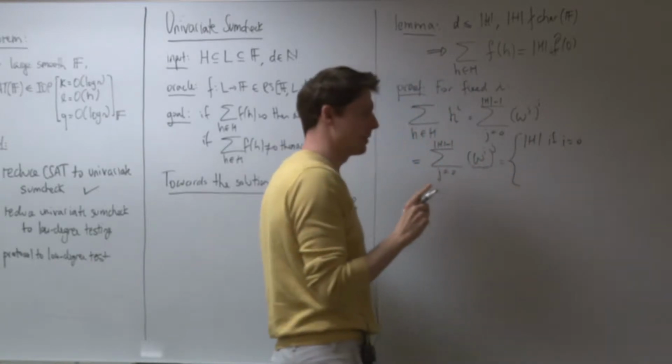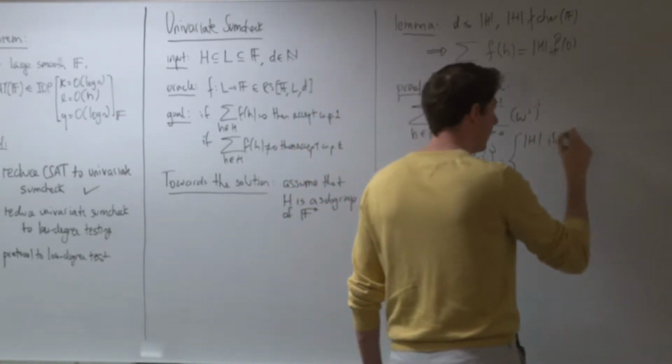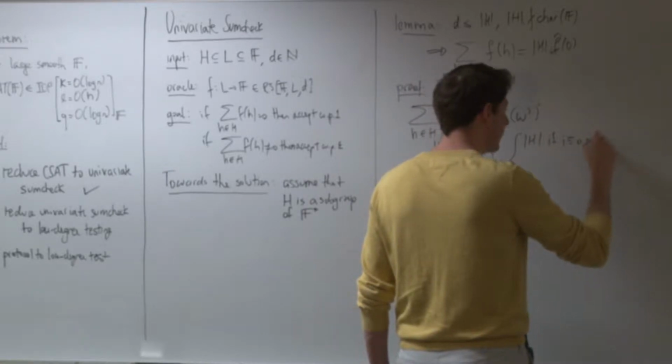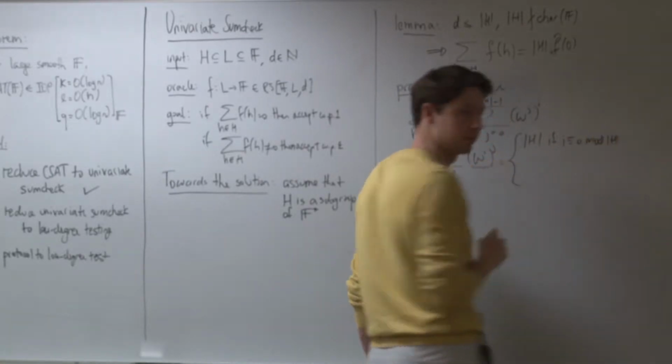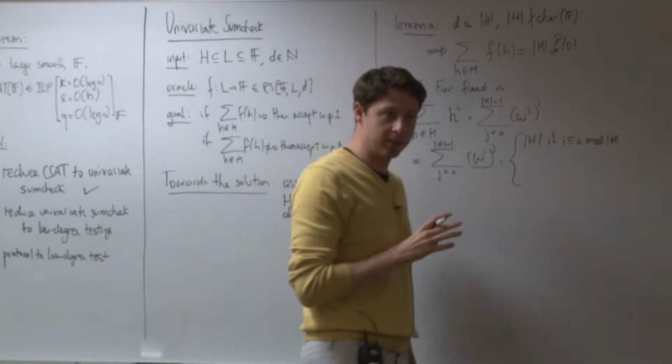That's really not the only case. I could wrap around, right? Because I'm in a group. So if i is 0 mod h. Okay, suppose i is not 0 mod h.